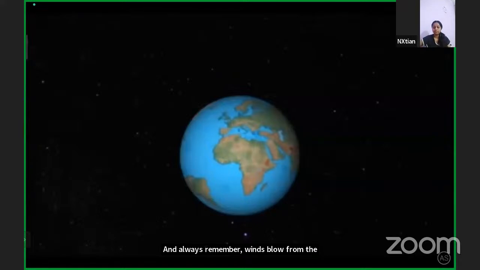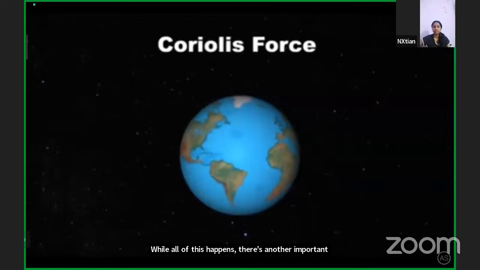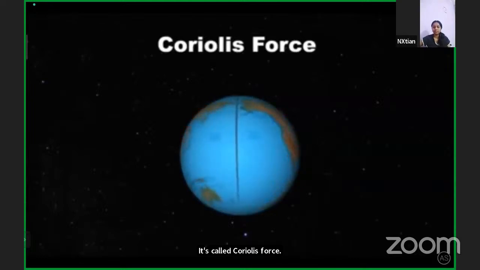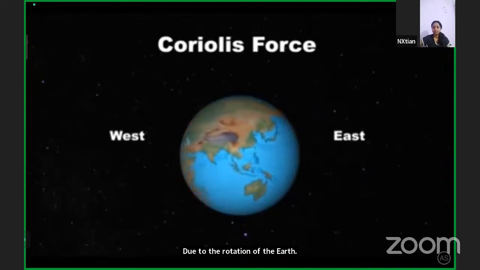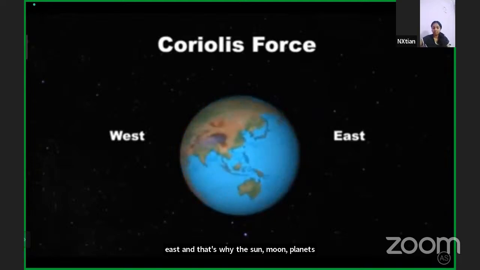While all of this happens, there's another important phenomenon that comes into the picture. It's called Coriolis force. The earth rotates towards the east, and that's why the sun, moon, planets and stars all rise in the east and go towards the west.